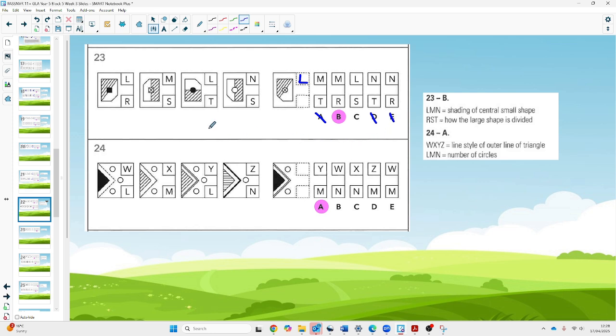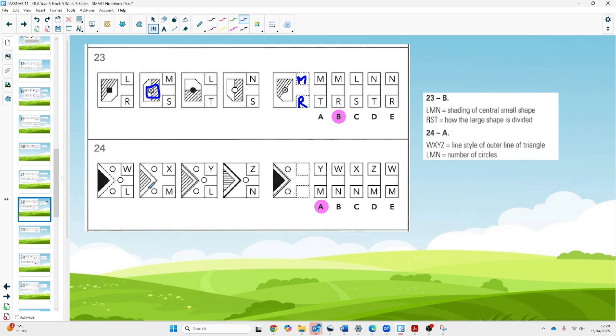L. In actual fact, sorry, that's not quite correct. Let me have a look at that again. We were talking about the shape, but we should have been talking about the shading. So, sorry, we need a cross inside, just like this one. Apologies about that. So that will be M. And then the R, S and the T is how the large shape is divided. So we need it to be similar to R, because that's divided up into the same way. So MR is the answer.